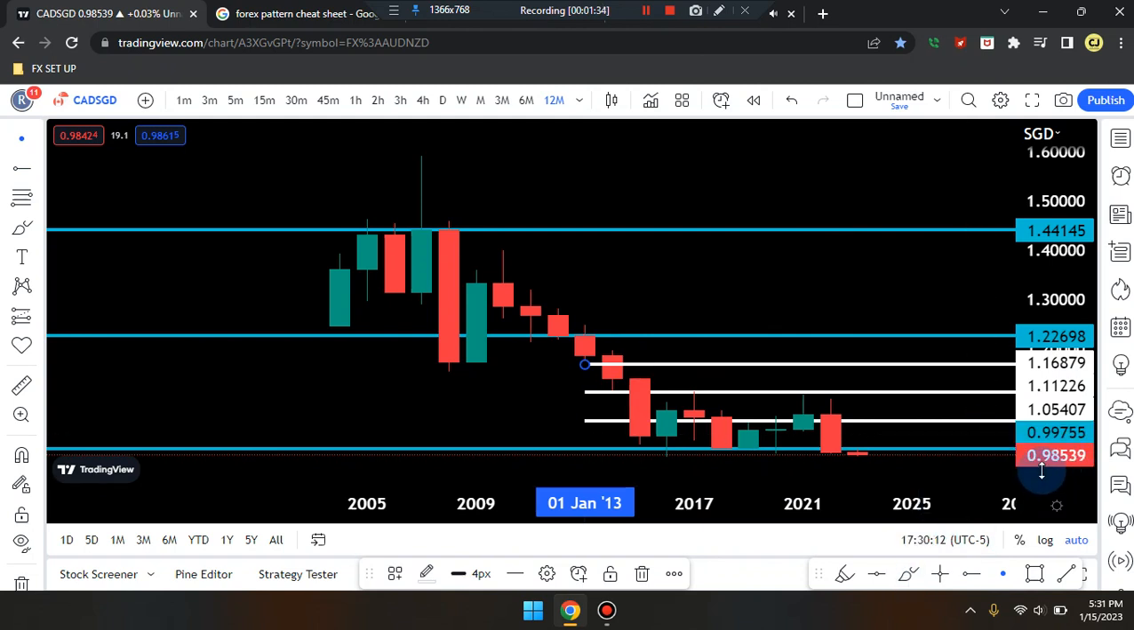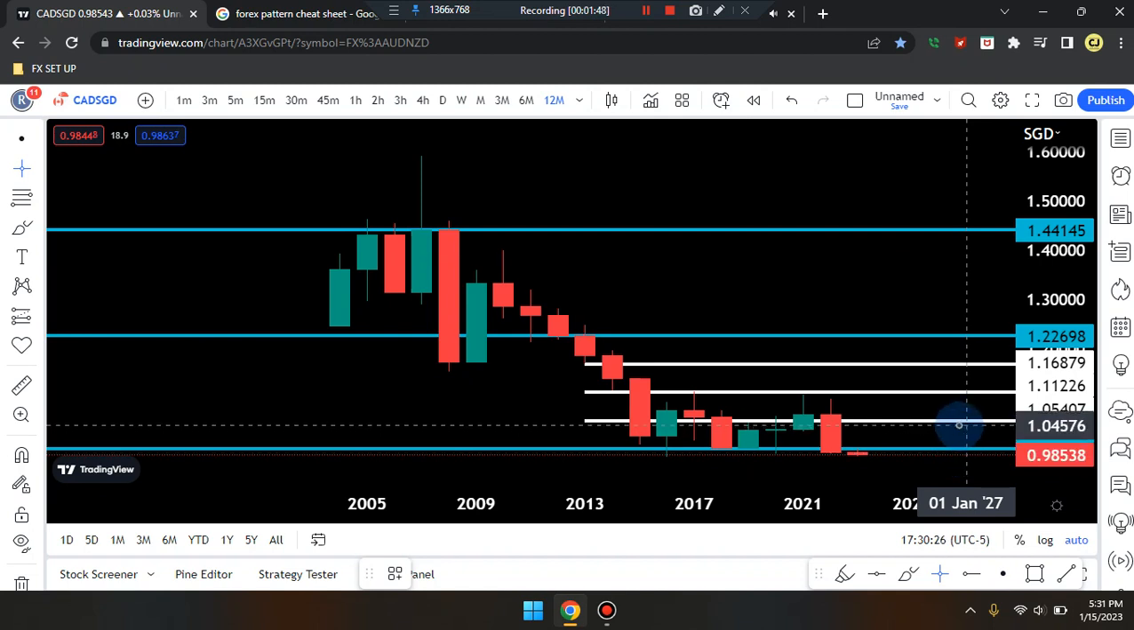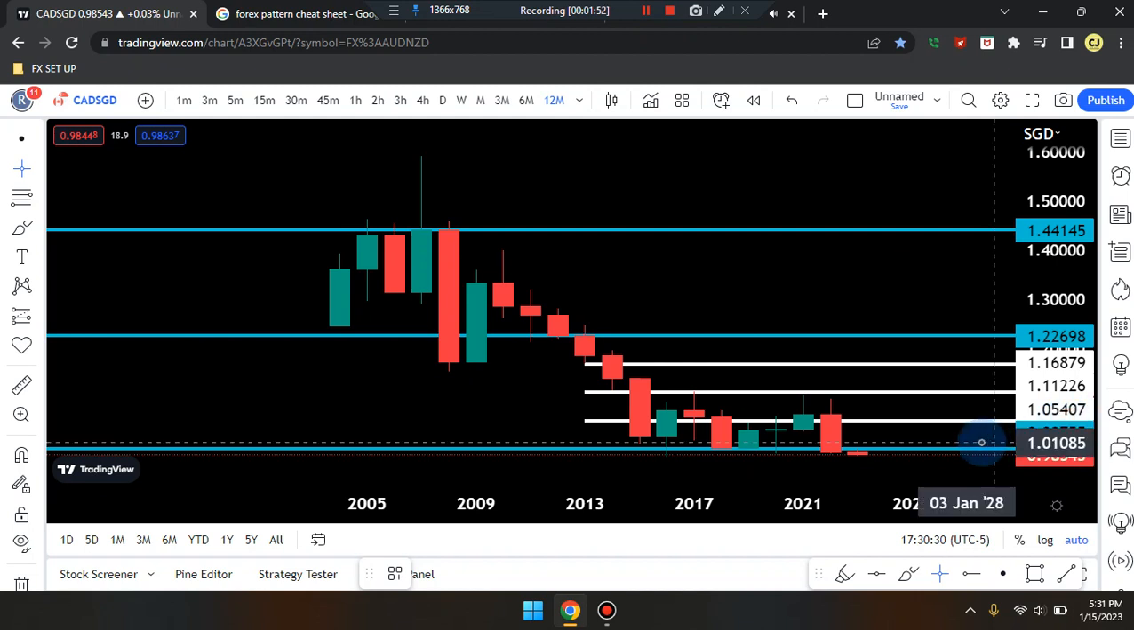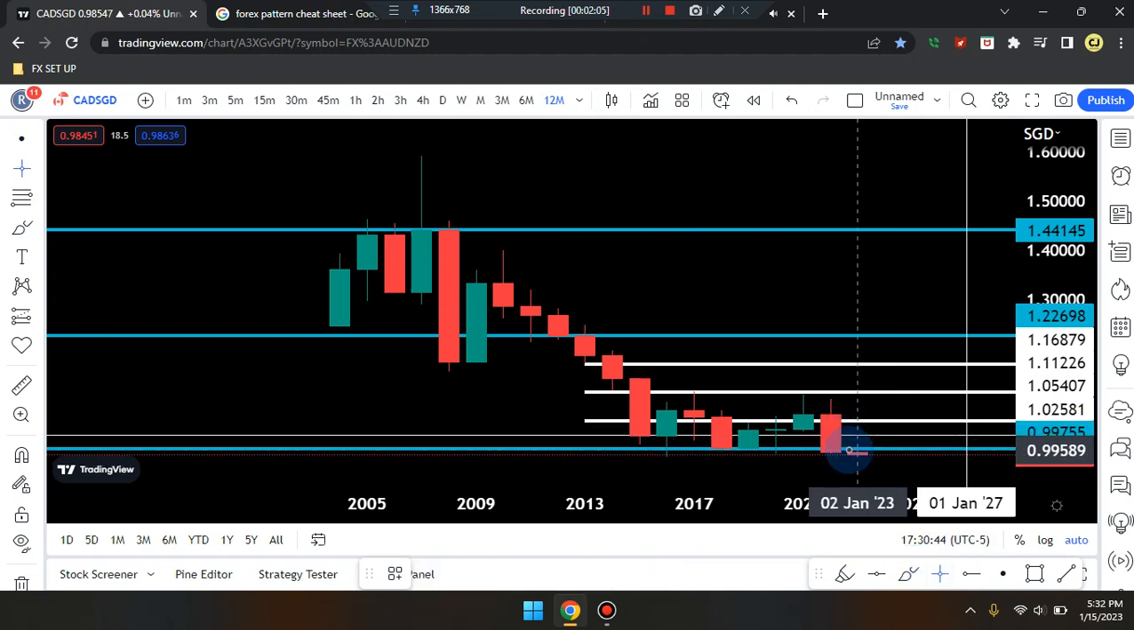Current price is sitting at 0.98539. So if price pushes up, it can tag that resistance line at 0.99755. If price pushes up another following level, it can head to the white resistance line at 1.05407 before tagging that midpoint in the area near the numbers of 1.02581.